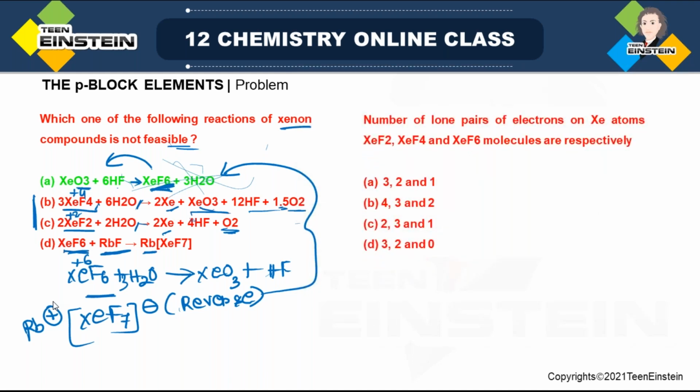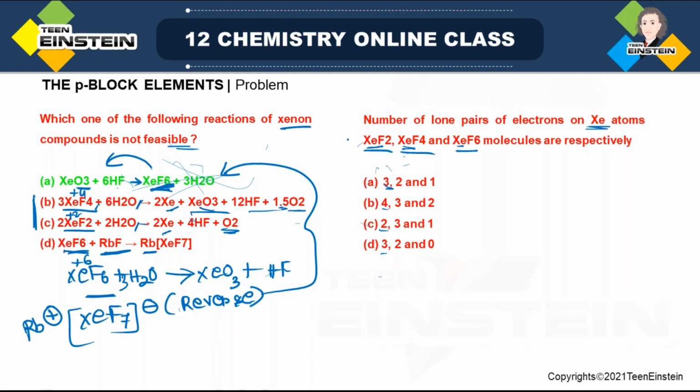Okay. Next one. Here we have 3 fluorides given. We have to find out the number of lone pairs of electrons present on the xenon atom. Xenon is the central atom for these 3 molecules respectively. That means the number of lone pairs in XeF2, then XeF4. So the first number will be for XeF2, the second one for XeF4, and the last one for XeF6. Now, there are 2 ways you can solve this problem.